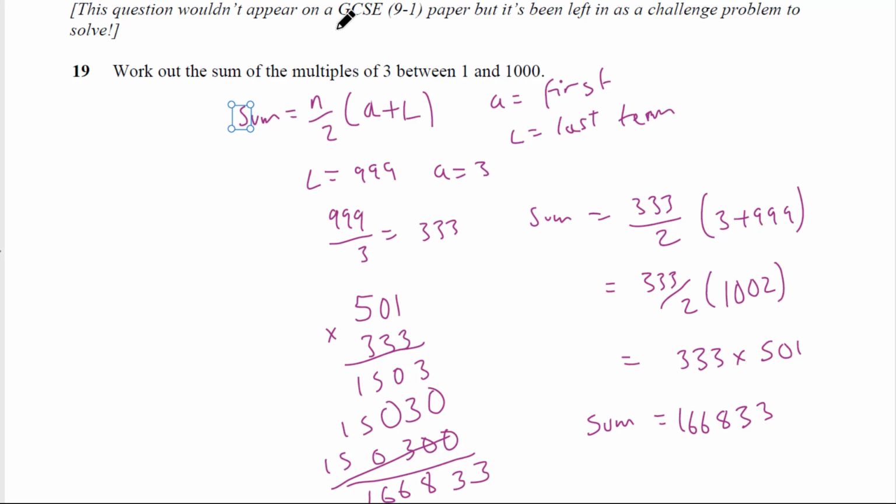This won't be on the GCSE paper, let's make that clear. This is very easy if you know this formula, and you could probably work it out by just adding up the numbers, I guess. There's more than one way to do this, and I hope you're happy with that. And this paper is now finished.